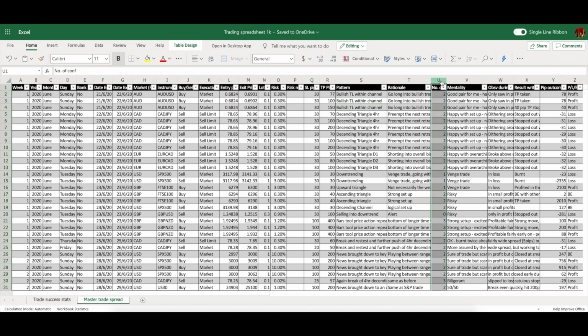This U column here is for number of confluences, so how many different things I've seen that can contribute to that. Some people say you need 4, 5, 6, and obviously the more you have, the better. I try to keep my trading fairly simple with trend lines, market structure, occasionally sort of Fibonacci and whatnot.